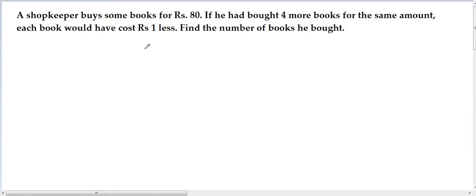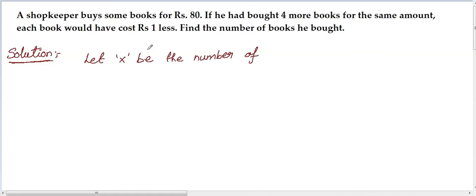My name is Prakash, math tutor. Let's solve the question which I have written on the whiteboard. Given, a shopkeeper buys some books for 80 rupees. If he had bought 4 more books for the same amount, each book would have cost 1 rupee less. So we need to find the number of books he bought.